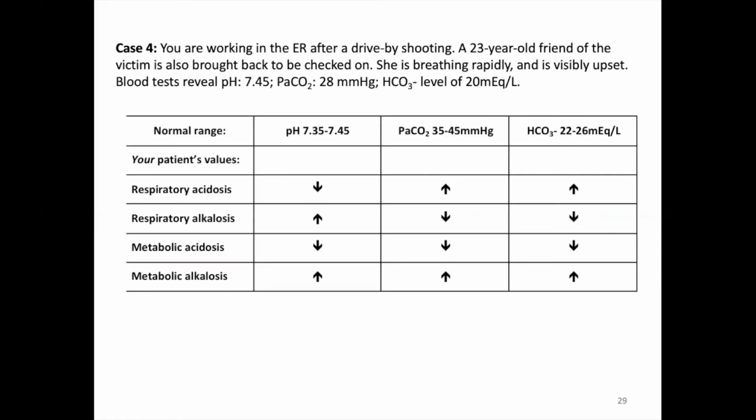Good. All right, let's move on to case number 4. You're working in the ER after a drive-by shooting. A 23-year-old friend of the victim is also brought back to be checked on. She's breathing rapidly and visibly upset. Her blood tests reveal a pH of 7.45, partial pressure of carbon dioxide of 28 millimeters of mercury, and bicarbonate levels of 20 milliequivalents per liter. So we're going to take a look at our chart. I want you to fill in the values and determine what we're dealing with in this patient.